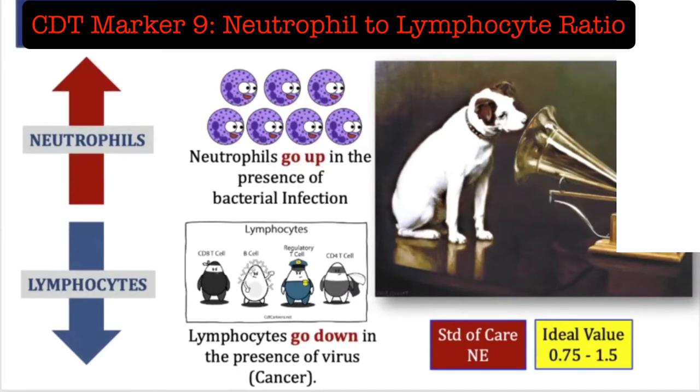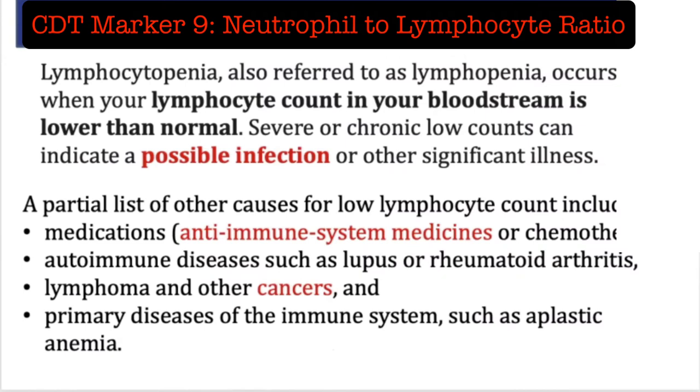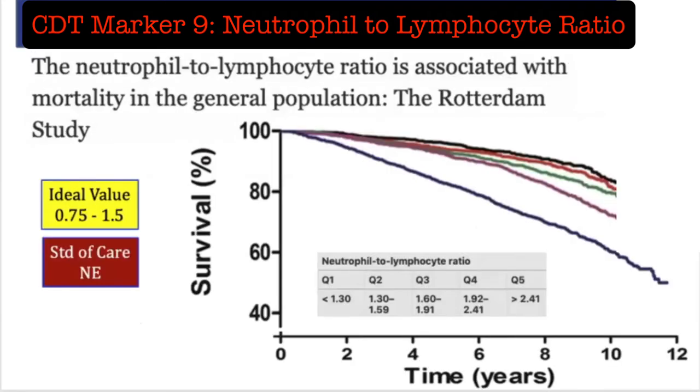And as with everything, lymphocytopenia or lymphopenia occurs when your lymphocyte count in your bloodstream is lower than normal. I don't have the lymphocytes up here, but we're looking at sort of like a 1200. Below that, something is suppressing your lymphocytes. So severe or chronically low counts are a possible indication of infection or other significant illness. And I think they could probably take this and put a strike across it and just say possible infection, and then illness is caused by that.